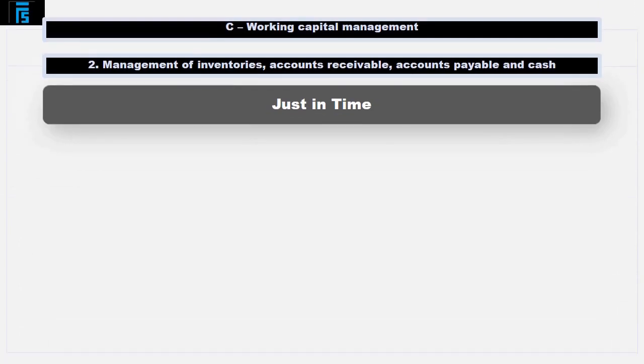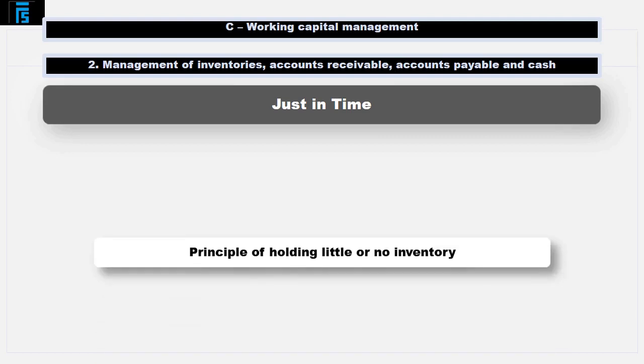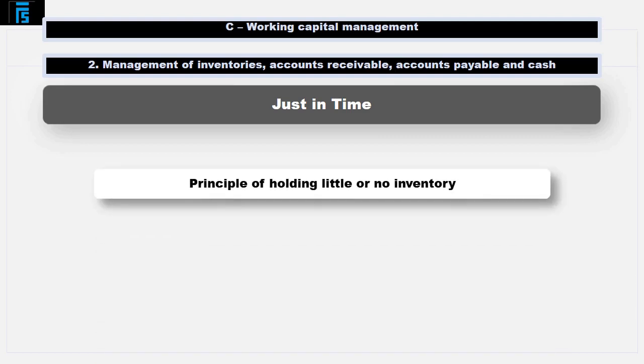Just in time, or JIT, is a business philosophy built around excellent quality to provide the customer with what they want when they want it. This presentation is not going to discuss JIT in detail. However, central to a JIT approach is the principle of holding little or no inventory.